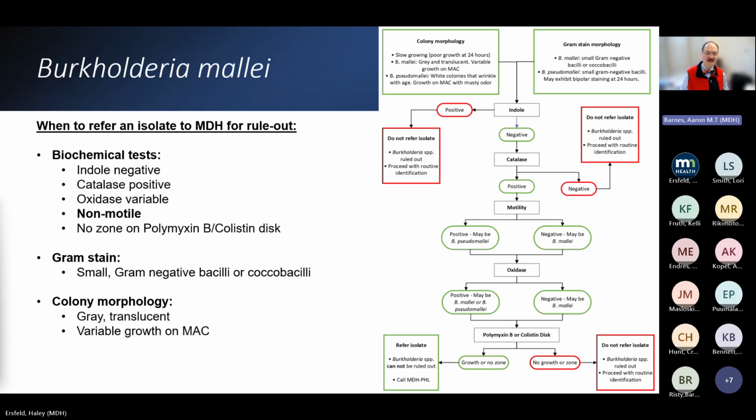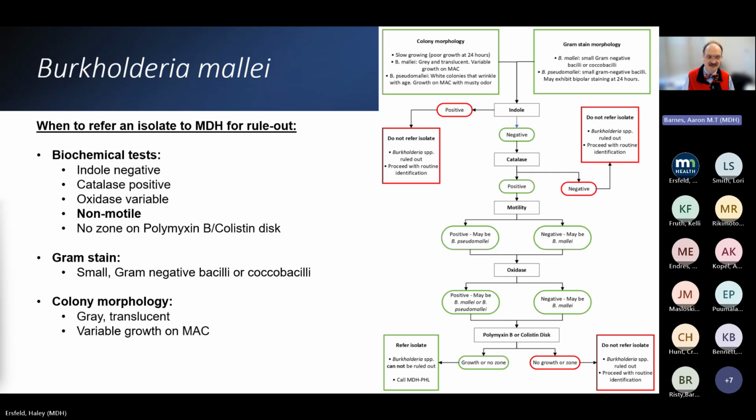So the flow chart for Malii is a little more complicated. There's a few more tests. But again, you're looking for something that's growing slowly. 24 hours might be okay, you might need 48. Malii doesn't grow well on MAC. It does grow, but it's a little bit wimpy. You're looking for things in Malii that are gray and translucent, or for Pseudomalii that are sort of wrinkly after 2 to 3 days. And Malii does grow on MAC and tends to be a little bit musty. We already talked about the morphology stuff there.